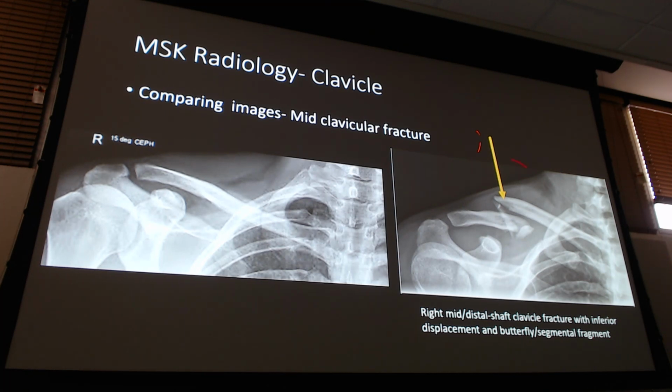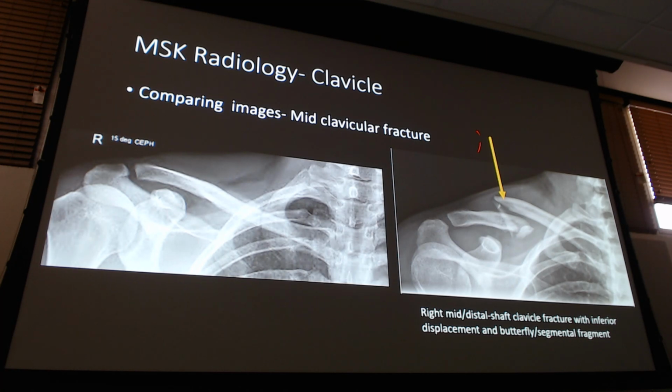More importantly, we've seen this picture before. This is our clavicle fracture. Here I put the description down there for you. Right? Comminuted is okay. You can use the butterfly or segmental fragment, that's okay. The biggest thing, it says mid-distal shaft because it's in that gray area.